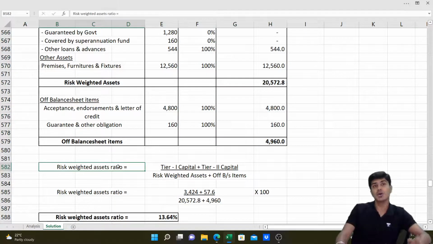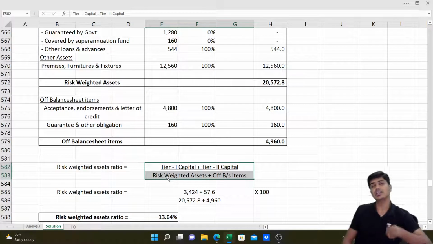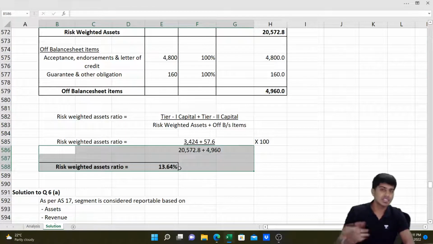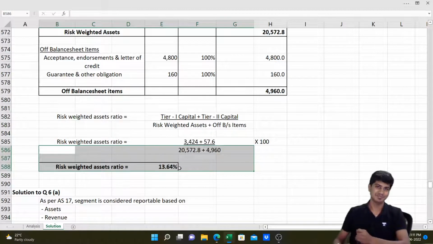Risk weighted assets ratio, also called capital assets ratio or capital adequacy ratio, is tier 1 plus tier 2 capital divided by risk weighted assets plus off balance sheet items, multiplied by 100. If you do which, you will get the answer as 13.64. And this, my friends, is the answer to question number 5. I hope you all understood.